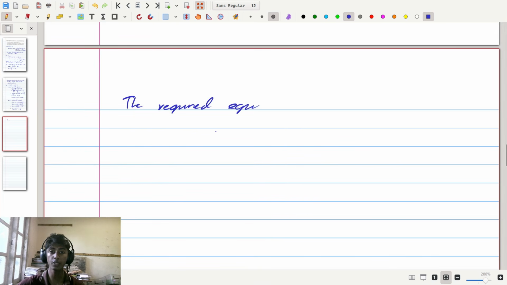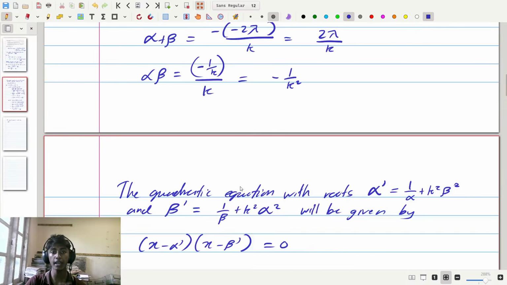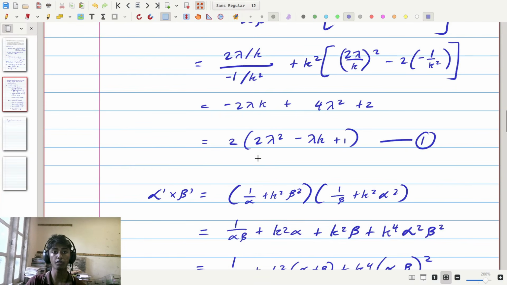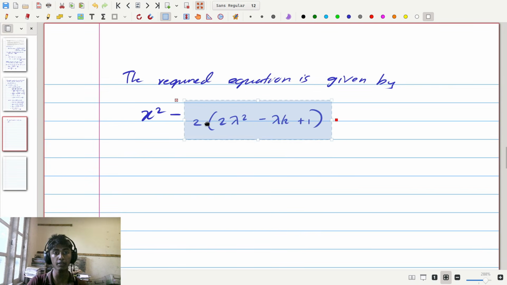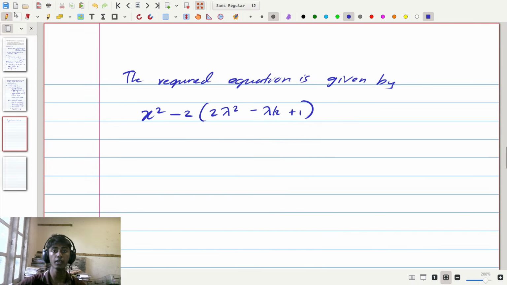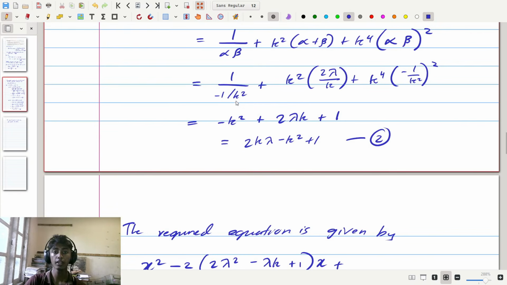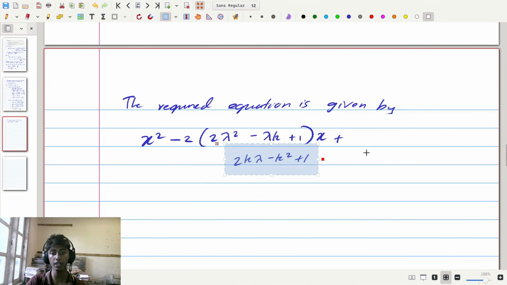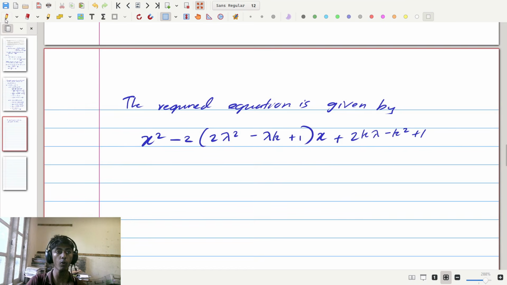The required equation is given by, and writing it down, we get x squared minus alpha dash plus beta dash, which is equal to this value here of 2 times 2 lambda squared minus lambda k plus 1. So copying that down, we have this term right here times x plus alpha dash times beta dash, which is the other value, 2k lambda minus k squared plus 1. So copying that down, we have this term right here, and all of that is equal to 0.